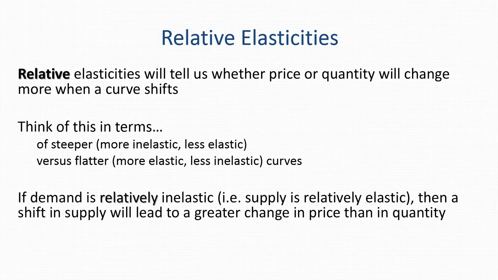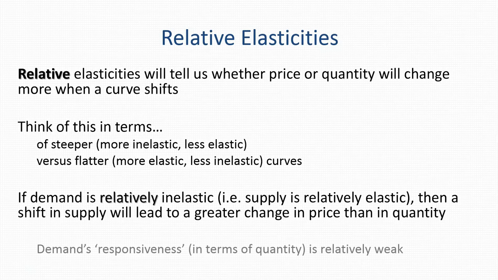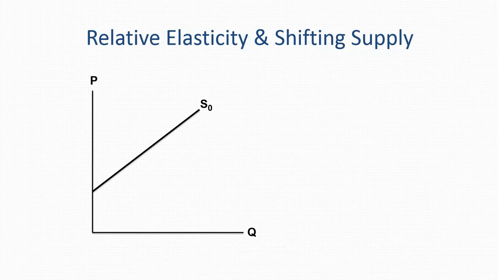If, for instance, demand is relatively inelastic, which of course implies that supply is relatively elastic, then a shift in supply will lead to a greater change in price than in quantity. Demand's responsiveness, in a sense its elasticity, is relatively weak, which is what we've just said. Demand is relatively inelastic. Let me show you what this looks like graphically.